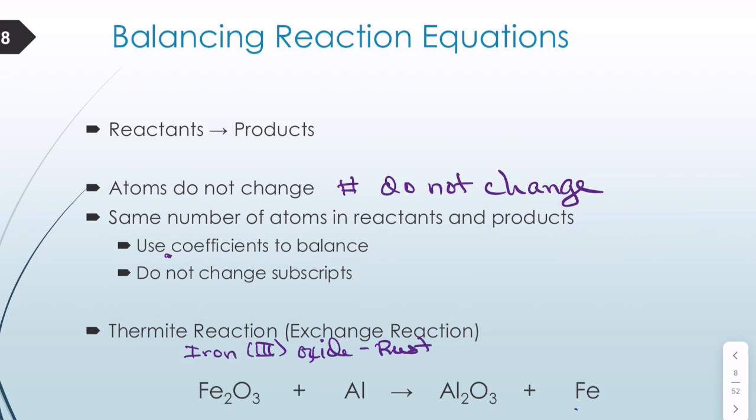All right, so we use these coefficients. This one's relatively simple. We'll notice that on the reactant side, I only have 1 aluminum, but I have 2 on the product side. So I'm just going to put a coefficient of 2 in front of the aluminum. And then again, on the reactant side, I have 2 irons, but on the product side, I have 1. So I'm just going to put a 2 in front of the iron. And now we're balanced. The number of oxygens, let's just check to make sure: we've got 3 oxygens on the left and 3 oxygens on the right.